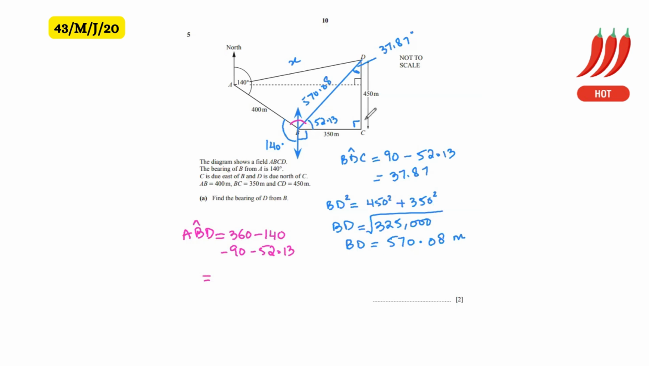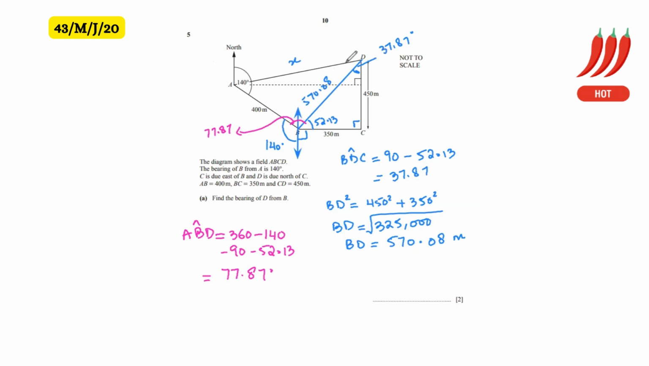Since B and C are on a straight horizontal line, because C is due east of B, that means we're going straight from B to C. So that gives us a 90 degrees over here. 52.13 was already calculated in the previous question. So 360 minus 140 minus 90 minus 52.13 gives us 77.87 degrees. So now we have the angle over here. This is 77.87.